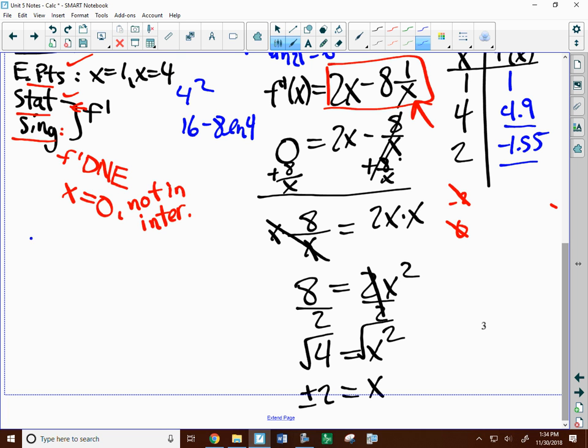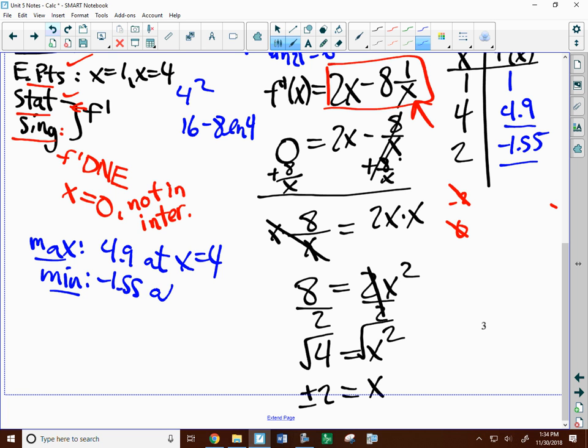So I'm going to say maximum is 4.9 at x equals 1. Minimum, I'm going to abbreviate these, negative 1.55 at x equals 2. One last thing I'll say is these are actually global, or let me write the other word, absolute max and min, because we're on a closed interval. All right. Any answer on that one?